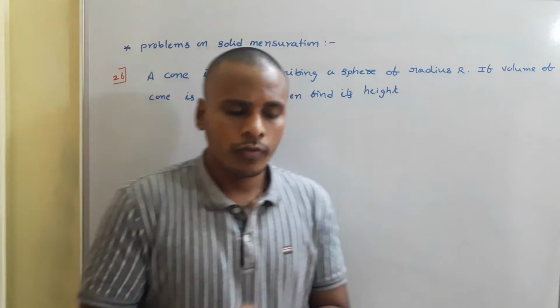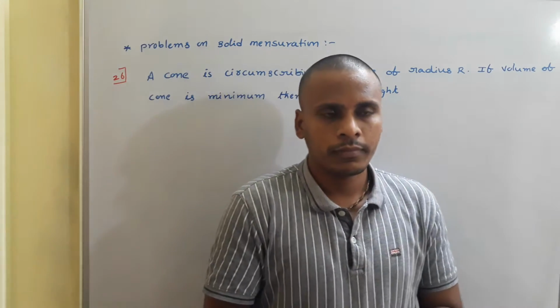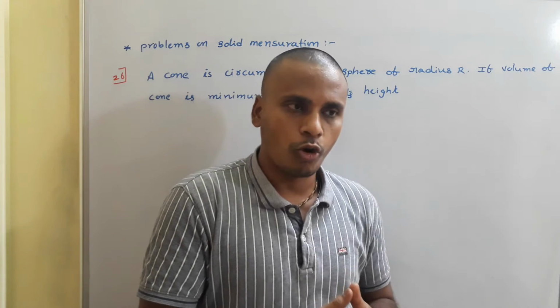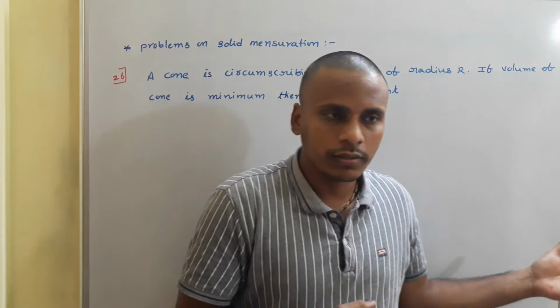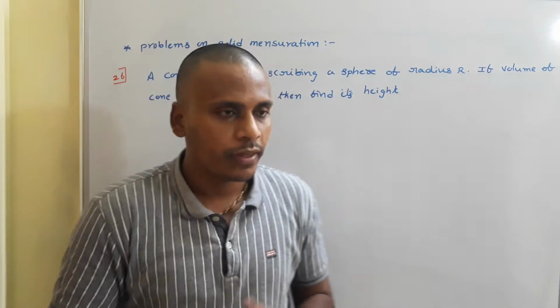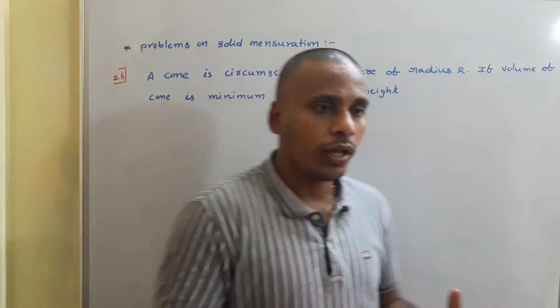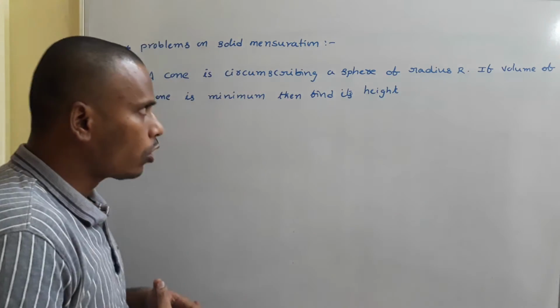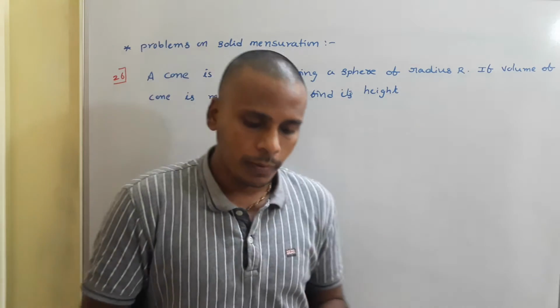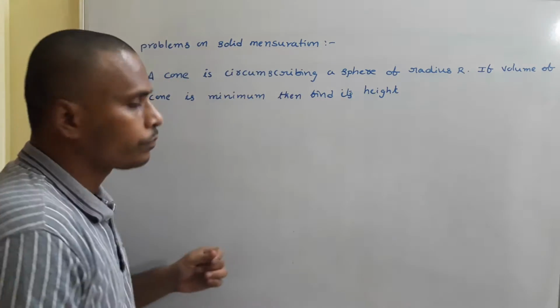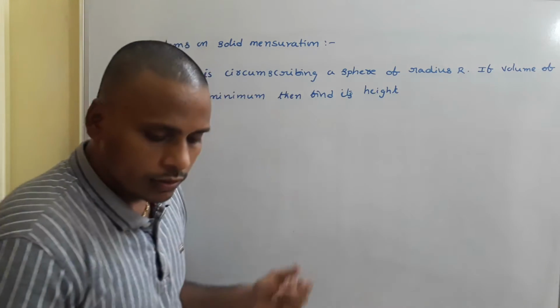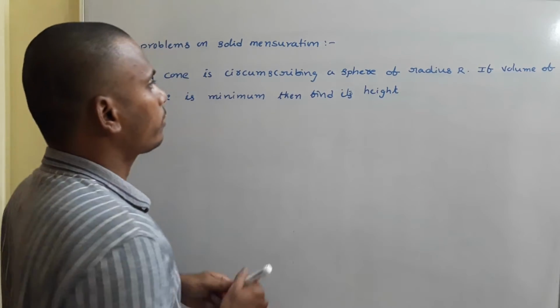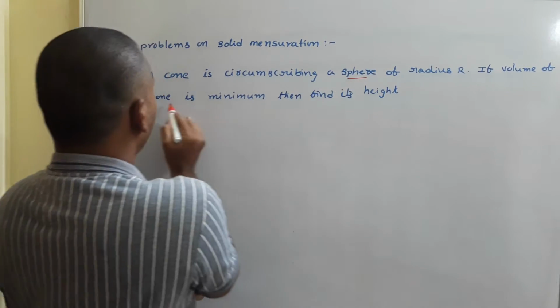So as a part of maximum and minimum, we are continuously discussing different problems on optimization, problems on coordinate geometry, problems on plane mensuration, and today in this class we are going to solve problems on solid mensuration. Okay. See, I have a problem here, and the problem is about a sphere and cone.